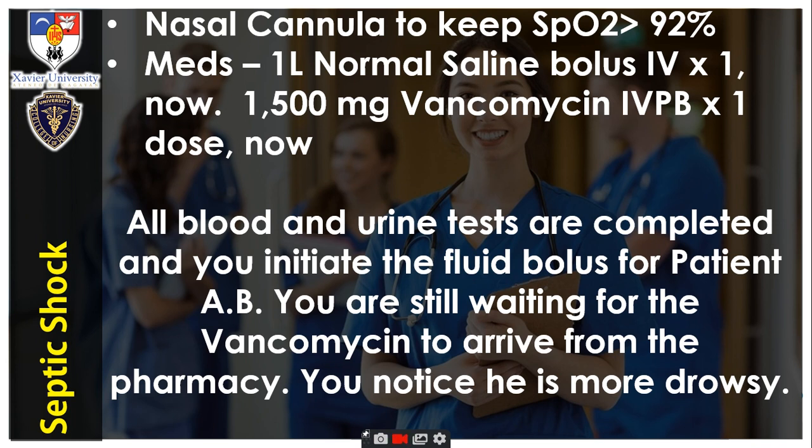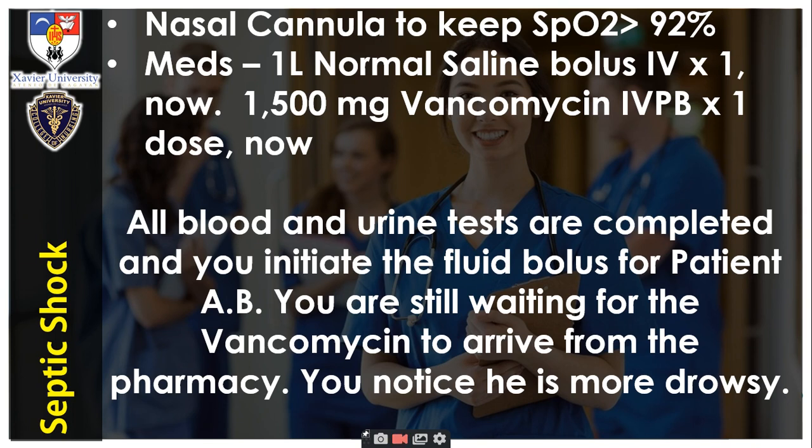Nasal cannula to keep SpO2 of more than 92%. Meds: 1 normal saline bolus, IV times 1 now. 1,500 mg of vancomycin intravenous piggyback times 1 now. All blood and urine tests are completed and you initiate the fluid bolus for patient AB. You are still waiting for the vancomycin to arrive from the pharmacy.